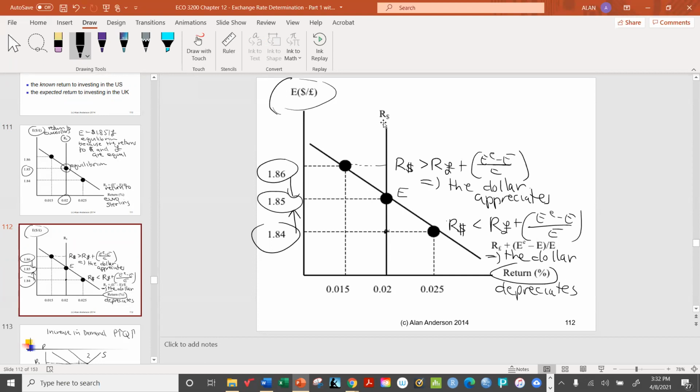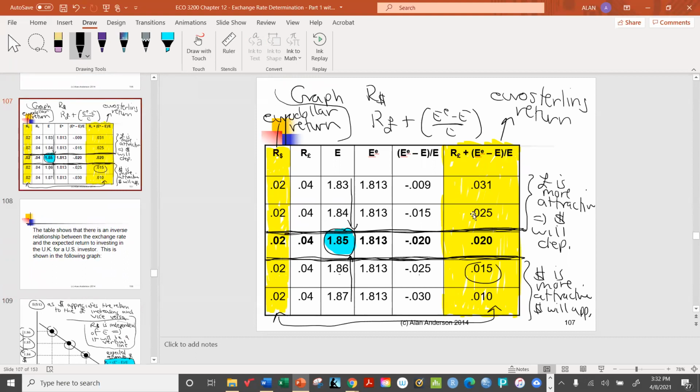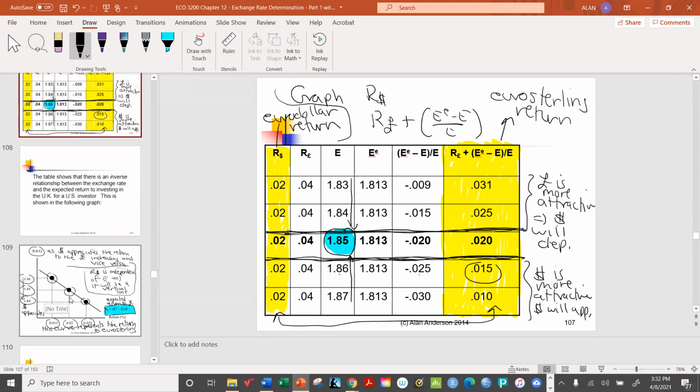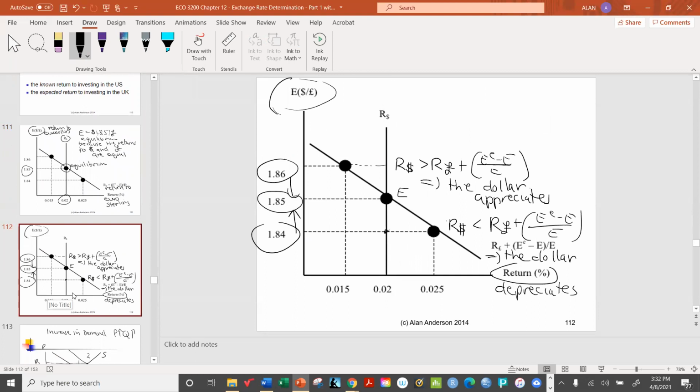Down here at 184, we saw this case as well. When the exchange rate is $1.84, that means that the return to the euro sterling is greater than for euro dollars. And that causes the dollar to get weaker. Or in other words, the exchange rate goes up. And that's exactly what's happening here. Okay, so we get down to this neighborhood. There's a tendency, automatic tendency, for the exchange rate to rise back to its correct or equilibrium value. So either way, if the exchange rate is not at $1.85, if it's too high, it'll fall. If it's too low, it'll rise until we're back where we belong in equilibrium.